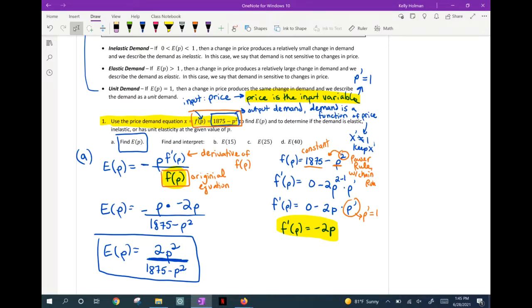Good question, Andres. Andres is asking, how did I get it to be positive? There's a, oops, that's my subtraction tool. Put that aside. There is a negative built into the formula. So this negative right here is built into the formula. And then it just so happened that my derivative had a negative also. So I had a double negative. Cool. Any other questions or comments?